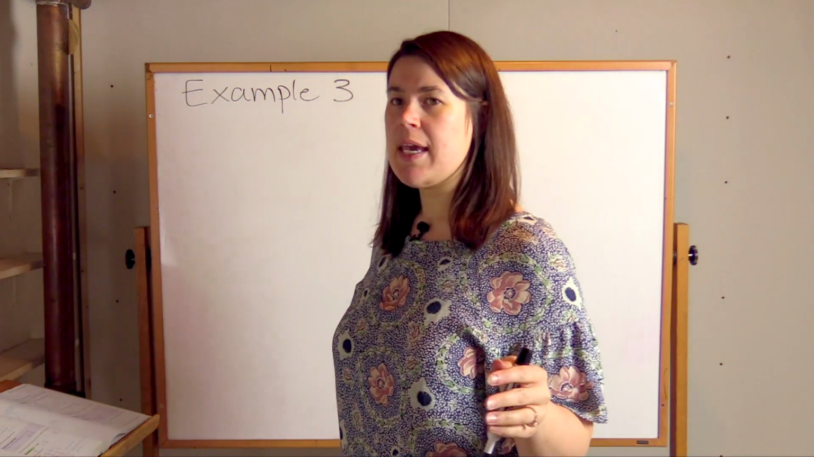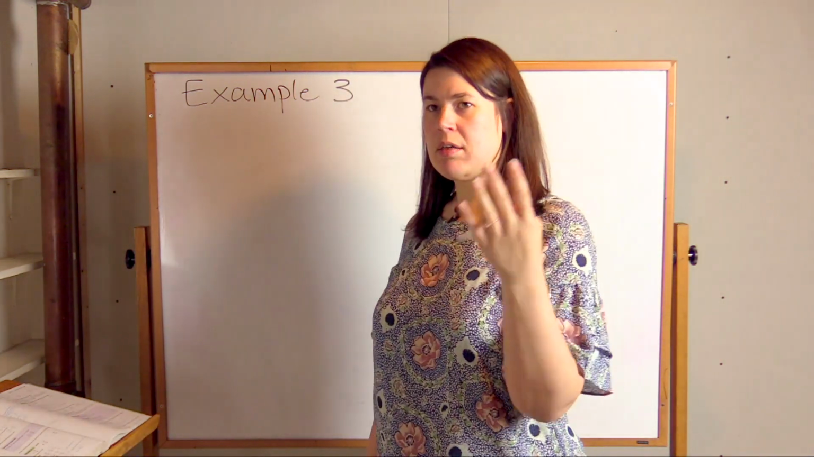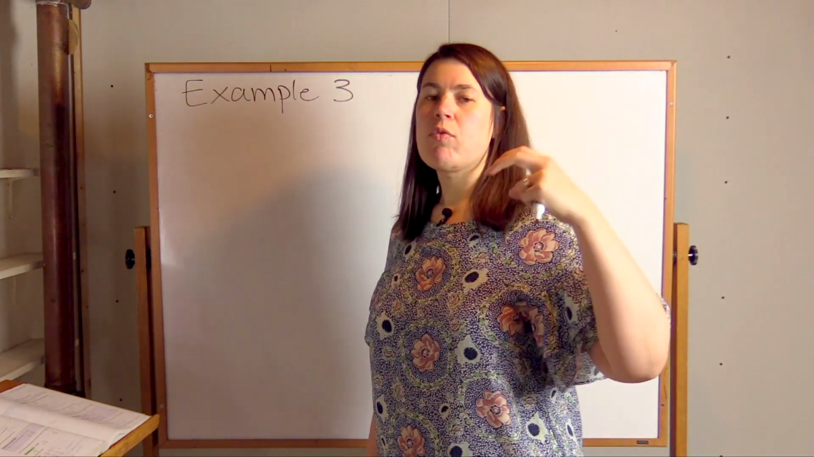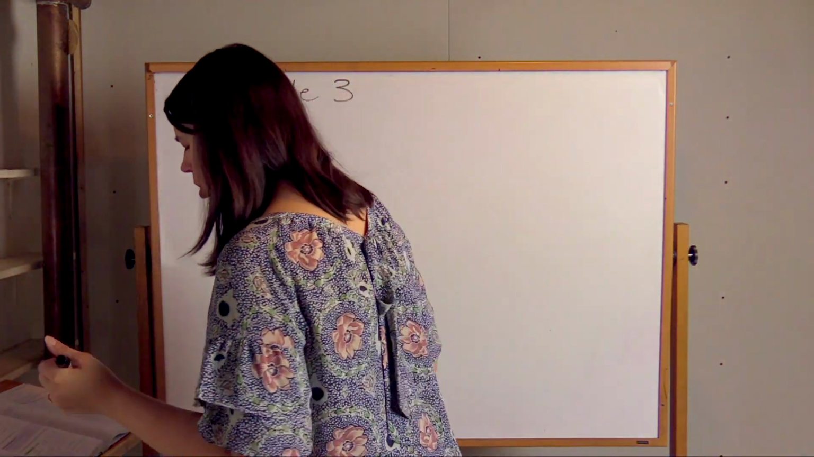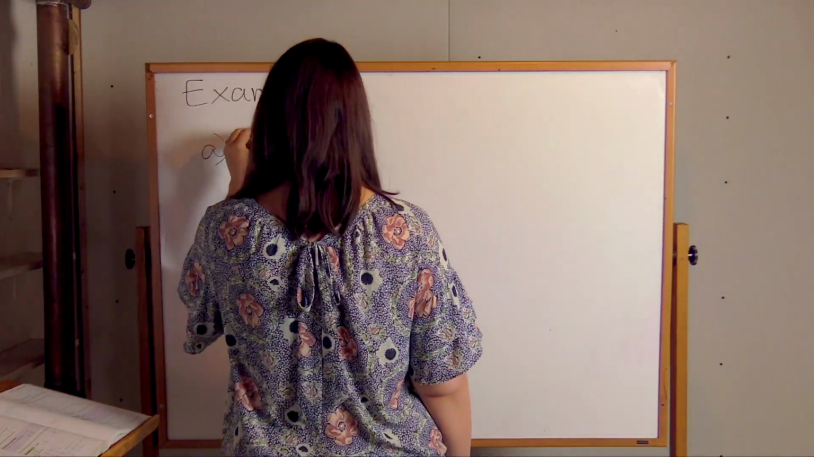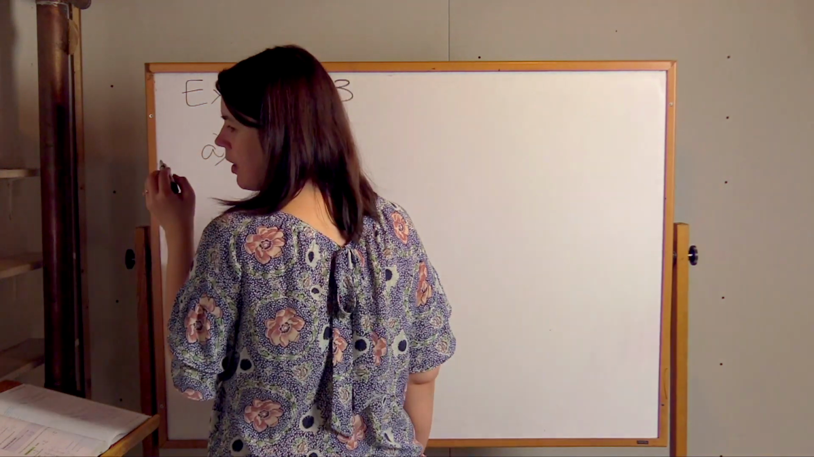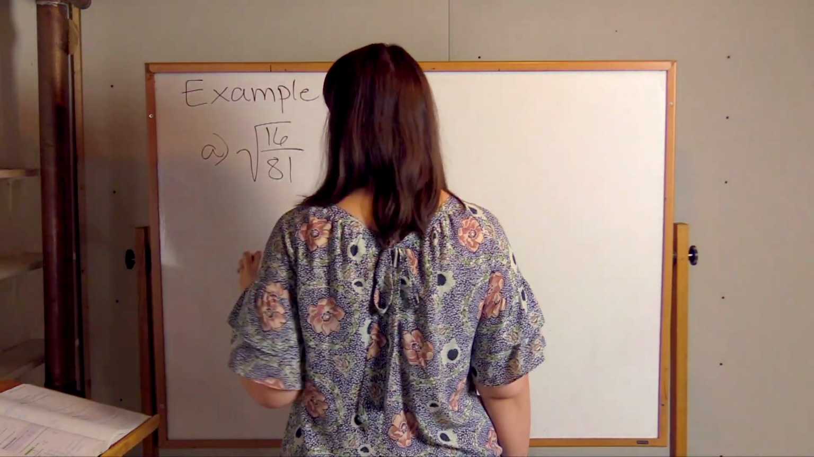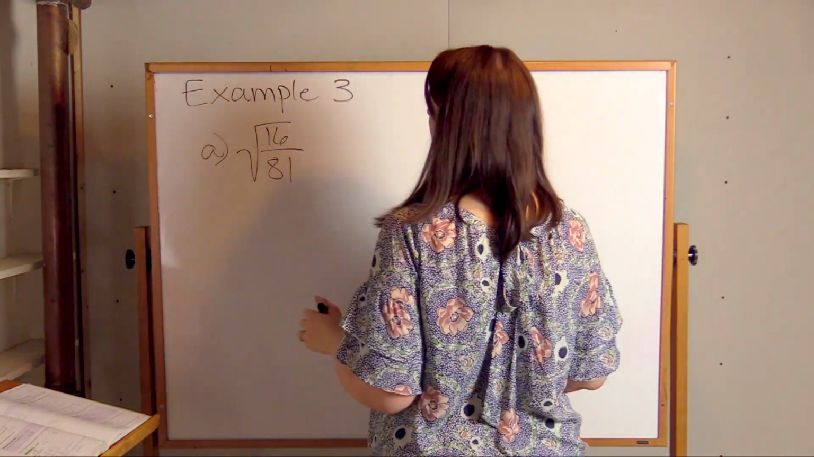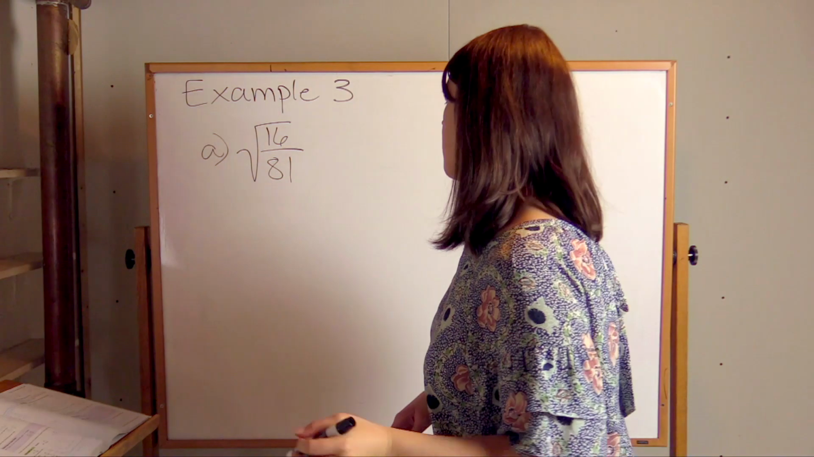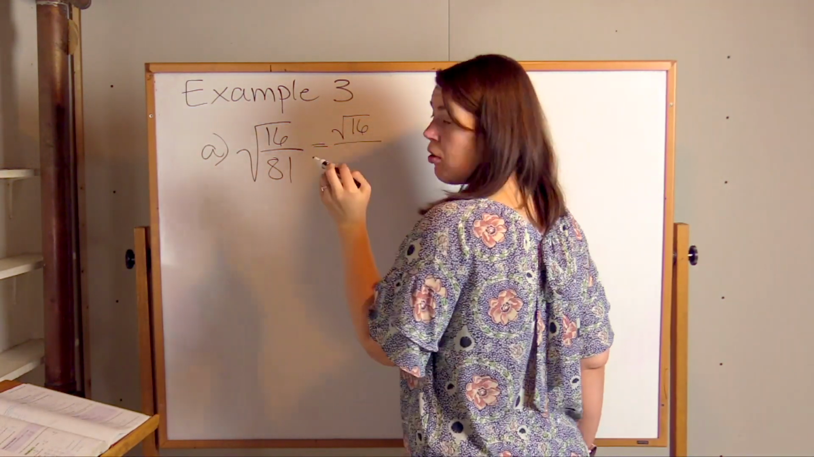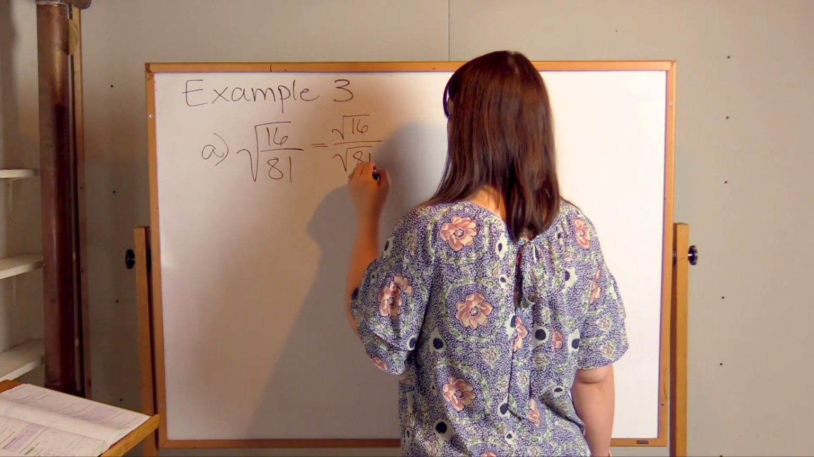So you can actually take a fraction in the radical and turn it into a radical over a radical. So that's what we're going to do on this. And you can solve it separately. All right, so I'm actually just going to do these one at a time. All right, square root of 16 over 81. I can actually turn that into the square root of 16 over the square root of 81.